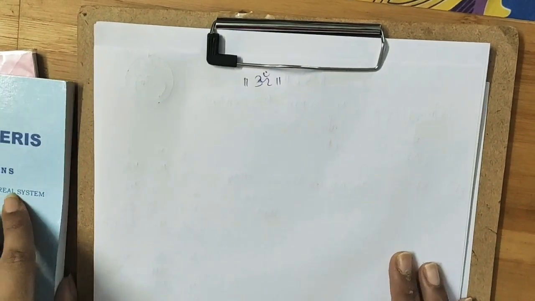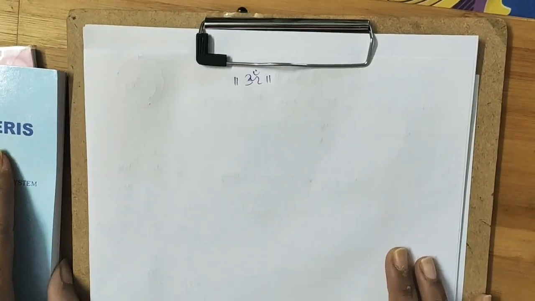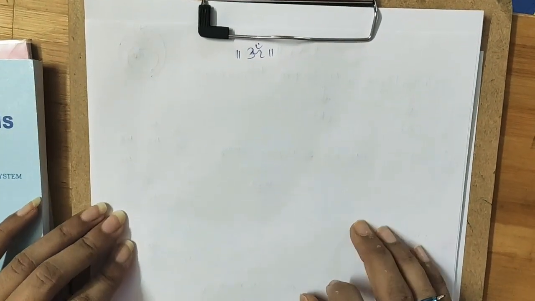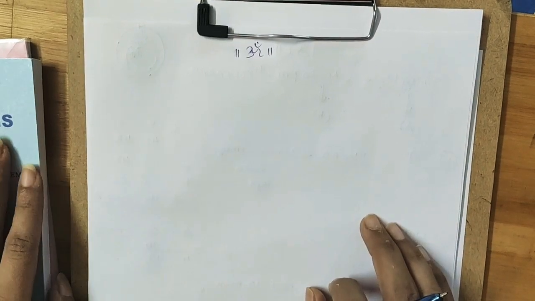Hare Krishna. So in this video I will be telling how to calculate the Lagna or the Ascendant Rashi, which is the rising sign for a particular chart or horoscope.